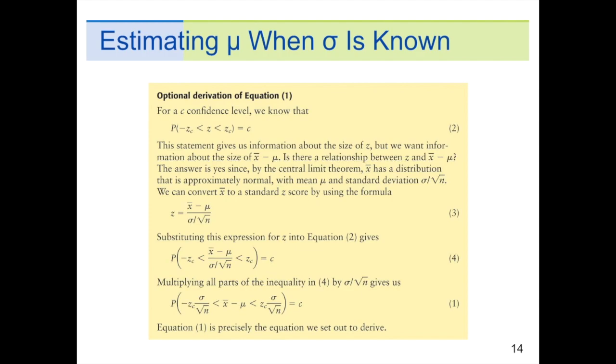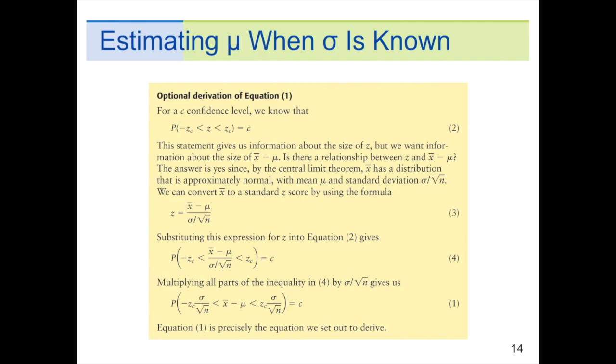Optional derivation of equation 1. For a c confidence interval, we know that the probability that z is between negative z sub c and z sub c is c. This statement gives us information about the size of z, but we want information about the size of x bar minus mu. Is there a relationship between z and x bar minus mu? The answer is yes, since by the central limit theorem, x bar has a distribution that is approximately normal, with mean mu and standard deviation sigma divided by the square root of n.